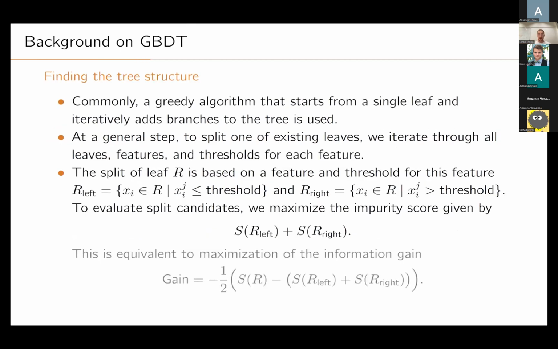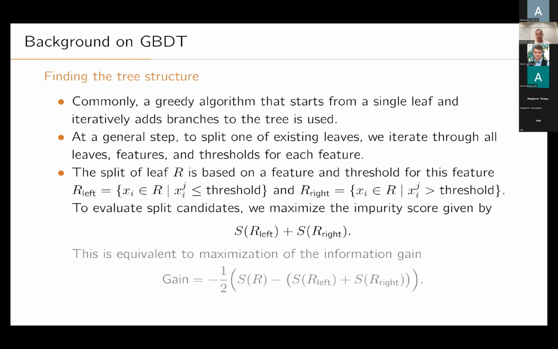Okay. So we discussed, given a tree structure, how to compute optimal leaf values. And let's talk a bit about how we can actually find an optimal tree structure. Of course, it's a much more complicated problem. So in GBDTs, it's done in the following way. Again, we use a greedy algorithm. We start with a single leaf. At each step, we want to add branches to our tree. We want to make a split.